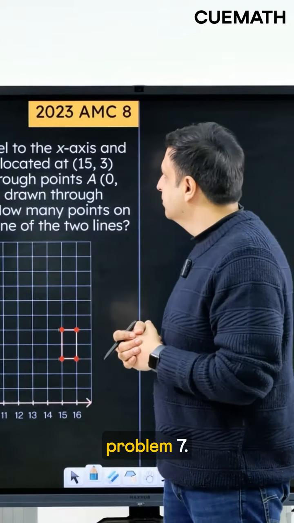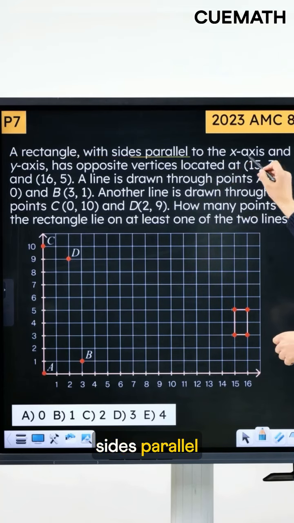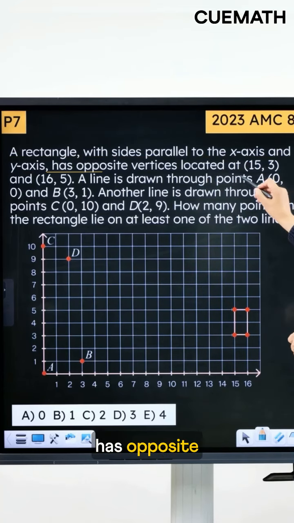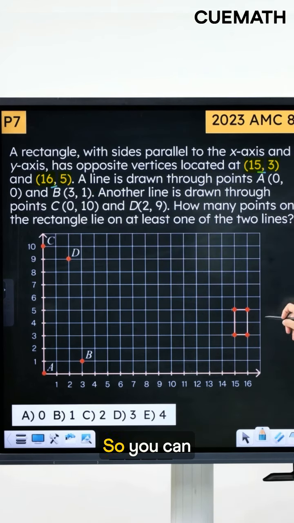Now here is problem 7. It's a simple but very interesting problem. A rectangle with sides parallel to the x-axis and y-axis has opposite vertices located at 15,3 and 16,5. So you can see this rectangle here. It has opposite vertices at this point 15,3 and this point 16,5.